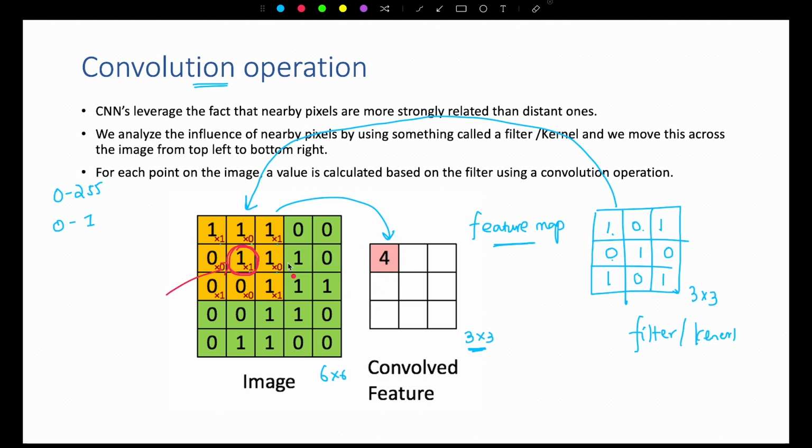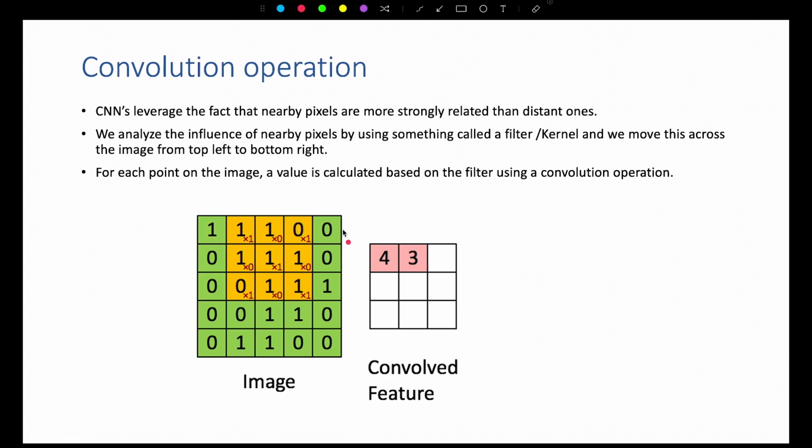In the next iteration, or the next convolution operation, we just slide the filter by 1. Here the column stride is 1, and we're also considering the row stride to be 1. Since the column stride is 1, you slide this filter by 1 column for the next operation.